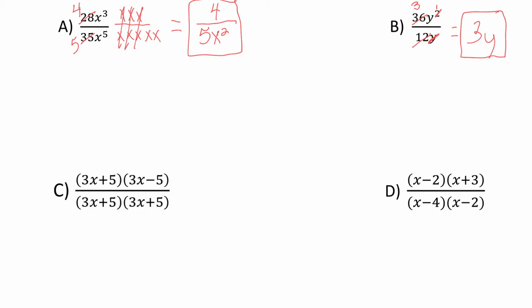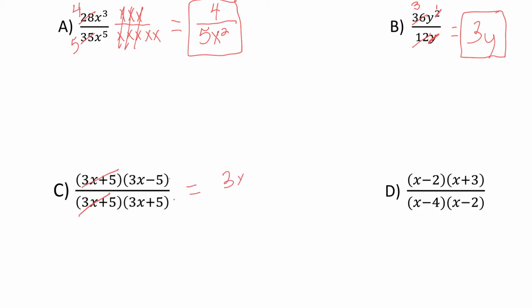All right, now let's look at some polynomials that have been factored. So in part C, they've already been factored for you. So you're going to just look for common factors. Well, 3x plus 5 is in the numerator and the denominator, so I can cancel all of that out. And these are not the same because one's a minus and one's a plus, and so we would leave it like that.